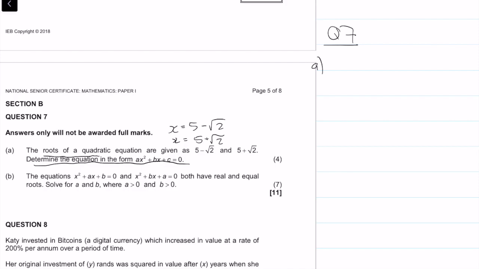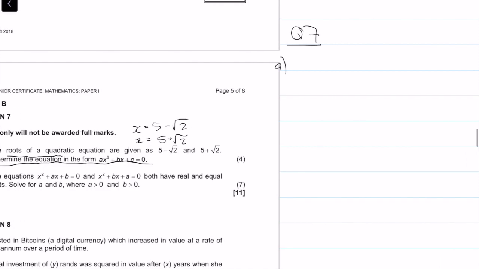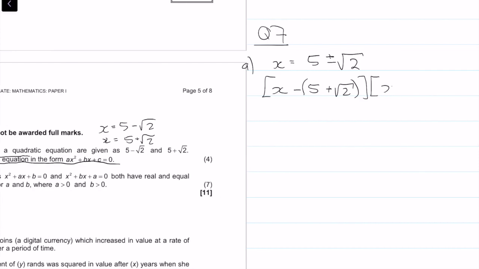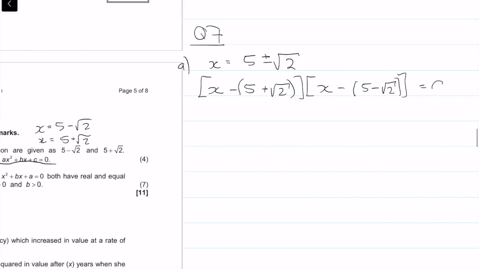So this is A. We're going to start off with x equals 5, plus minus the square root of 2. So what we can say is that x minus 5, let's leave the positive, plus the square root of 2, times the next one, x minus 5, and this time we take the minus square root of 2, must all equal 0. So all I did was take this to the other side.